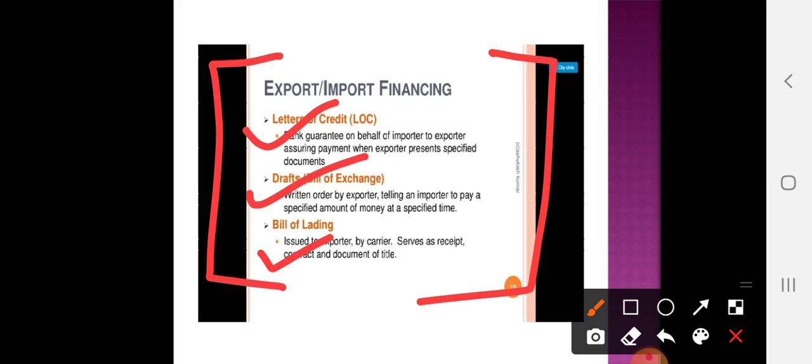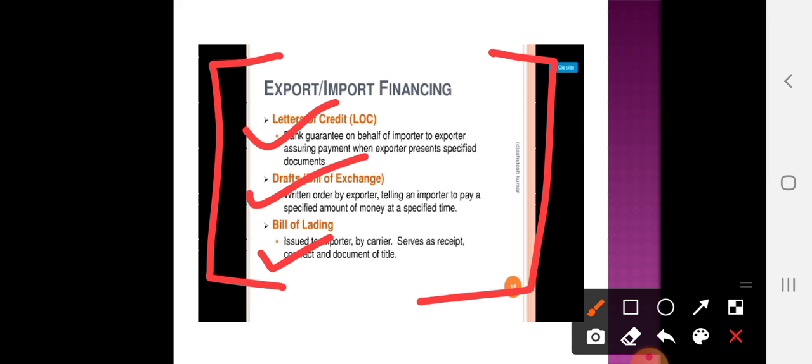Letter of credit. A letter of credit is prepared by a bank on behalf of the importer of goods and services, and this document is given to the exporter. What does it include? It includes a guarantee of payment on the part of the importer. Secondly, what is a draft? A draft is a written order prepared by an exporter of goods and services, telling an importer to pay a specified amount of money at a specified time.